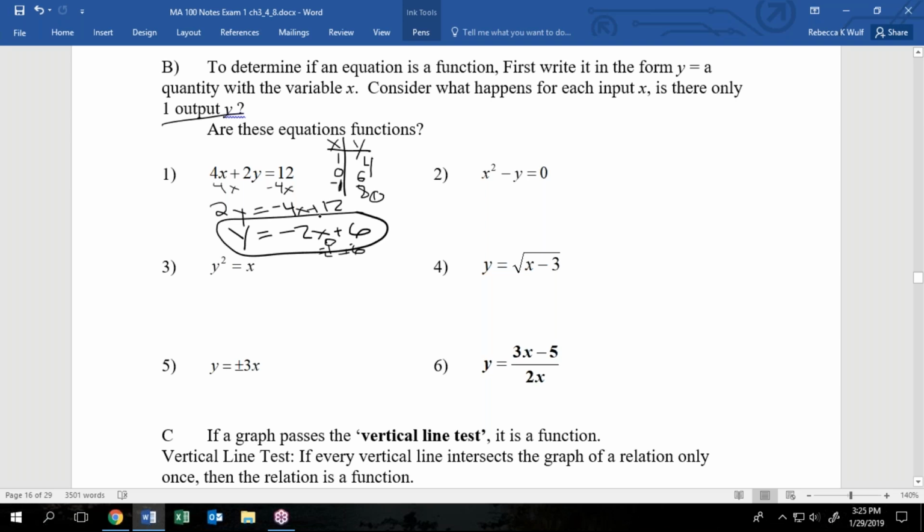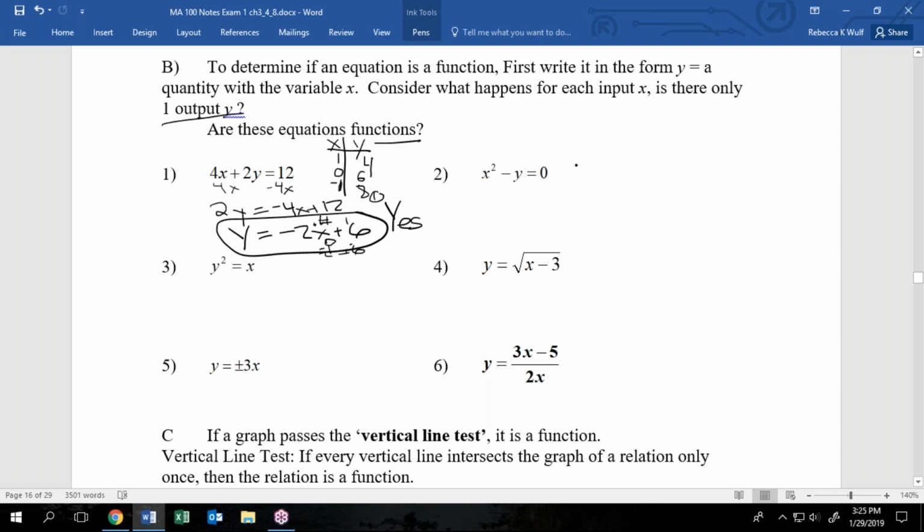So in general, if I plug in a number for x, I multiply it by -2, and then I add the 6, am I only going to get one answer? Yeah, I should only get one answer. So this one is a function. Now that is a linear function, and in general, most lines are functions. There's one special exception that I'm going to talk about down below.